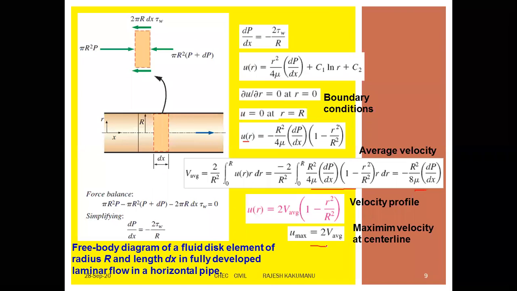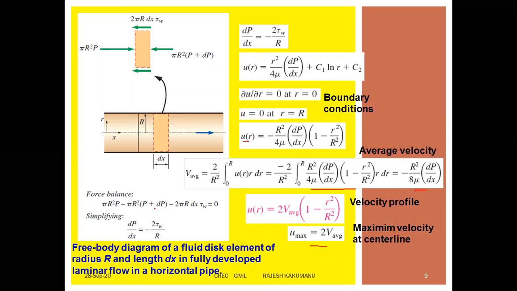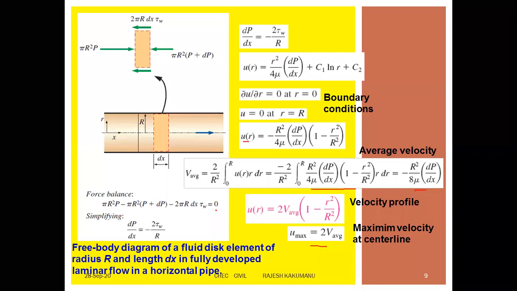That is the force balance: pi r square P minus pi r square (P plus dP) minus 2 pi r dx tau W is equal to 0. Simplifying, dP by dx is equal to 2 Tw by R. We substituted this 2 tau W by R here, right? So that's why u(r) is equal to the velocity profile. So keep this formula in mind. Whenever you are asked for the maximum velocity at the center line, U max is equal to 2 V average, right?